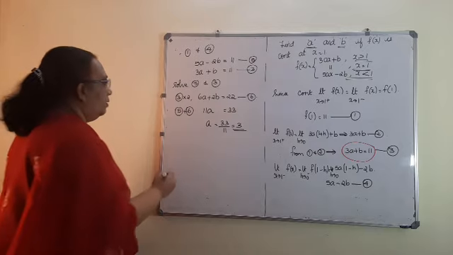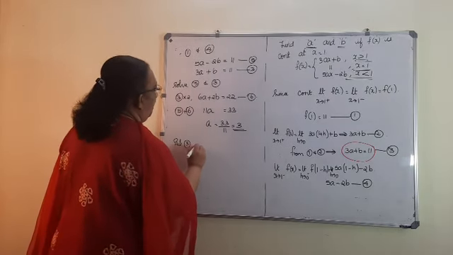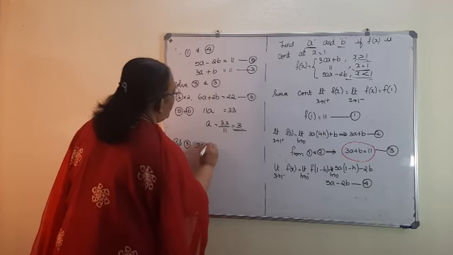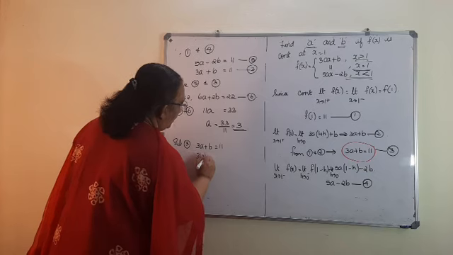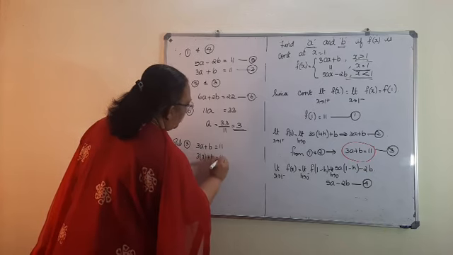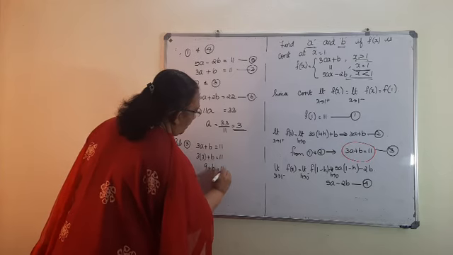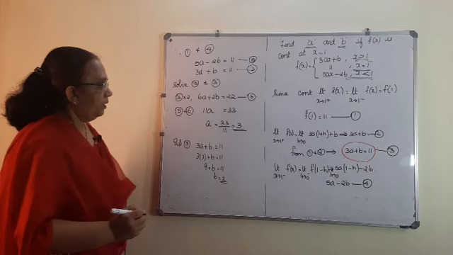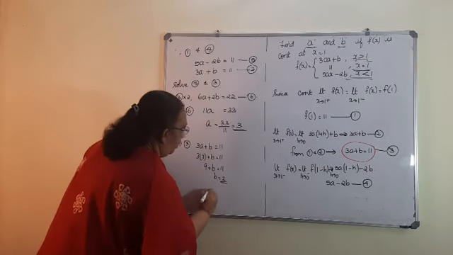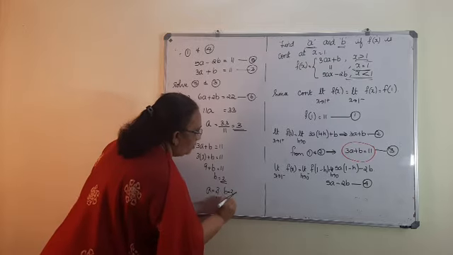Substitute in any one of the equations. Substitute in equation number 3: 3a plus b is equal to 11. 3 into 3 plus b is equal to 11. 9 plus b is equal to 11. b is equal to 2. Therefore, A is equal to 3, B is equal to 2.